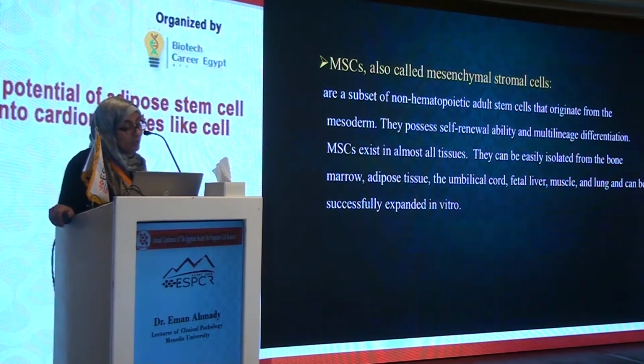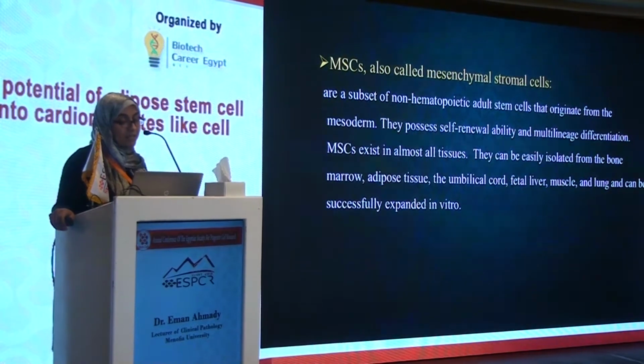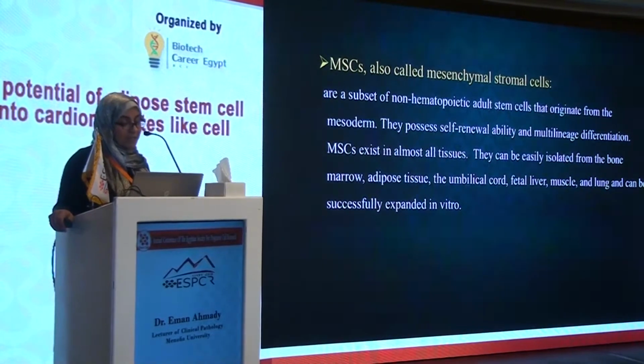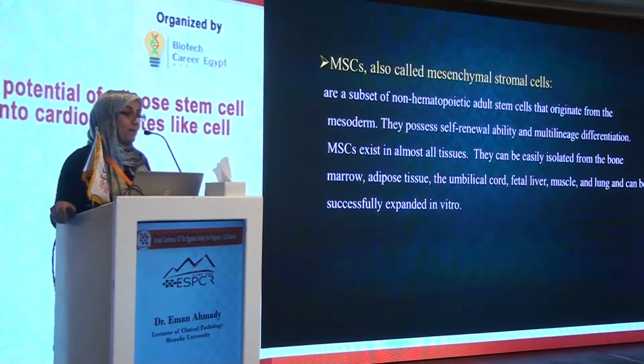The MSCs are also called mesenchymal stromal cells. They are a subset of non-hematopoietic adult stem cells that originate from the mesoderm. They possess self-renewal ability and multilineage differentiation. MSCs exist in almost all tissues. They can be easily isolated from the bone marrow, from the adipose tissue, the umbilical cord, fetal liver, muscle, lung, and can be successfully expanded in vitro.